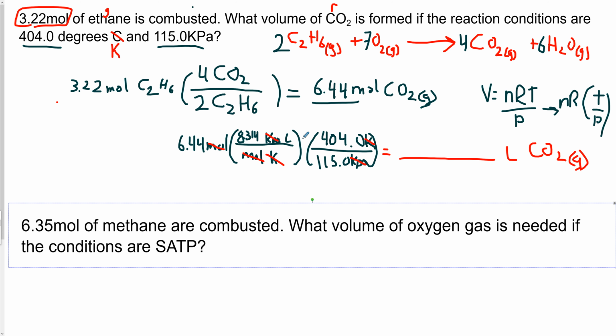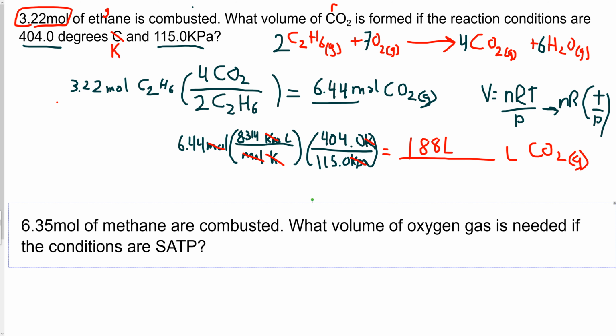And we get 188 liters of carbon dioxide. So you burn 3.22 moles of ethane and you get 188 liters of carbon dioxide at 404 K and 115 kPa. Going to do one more reaction here.